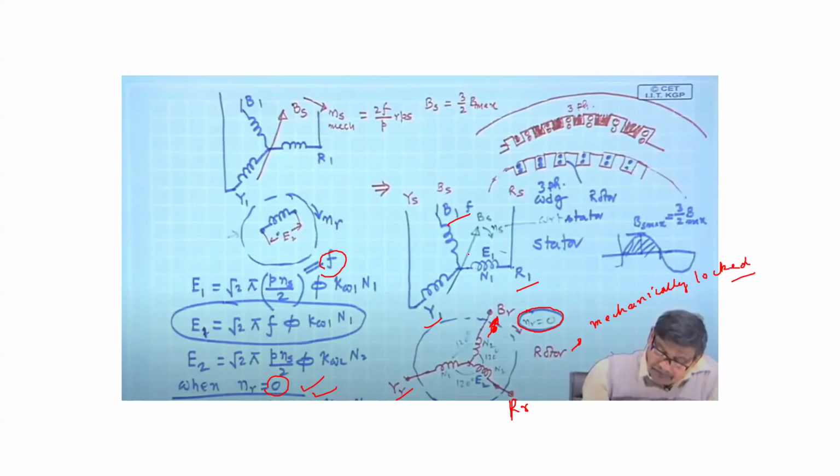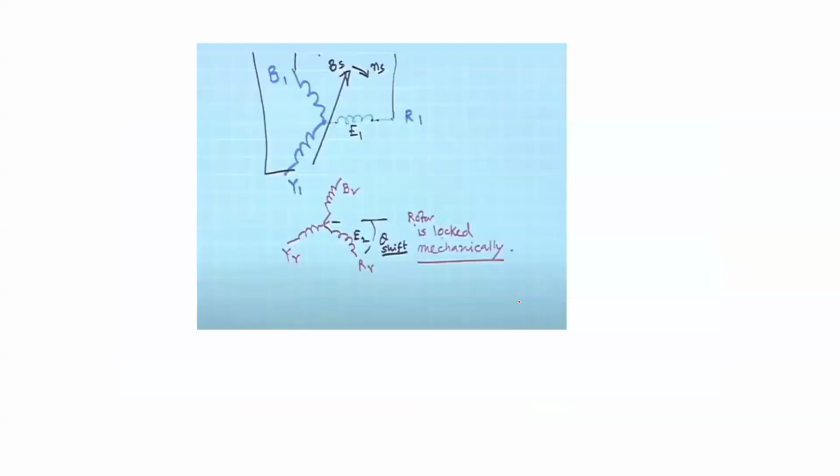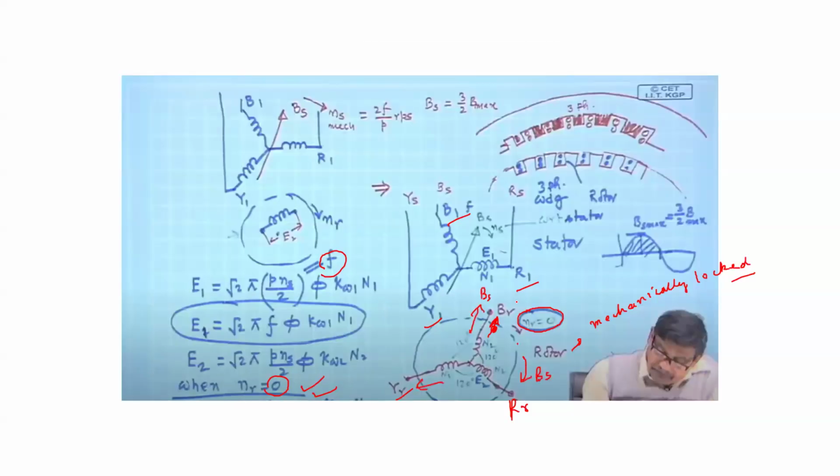So what will happen as this BS is passing, BS is also passing through the rotor. So RR will have the maximum MMF when the BS is aligned across this. Then again YR will have maximum MMF when this BS will come like this. And then BR will have maximum MMF when BS will come like this. Okay, like this.